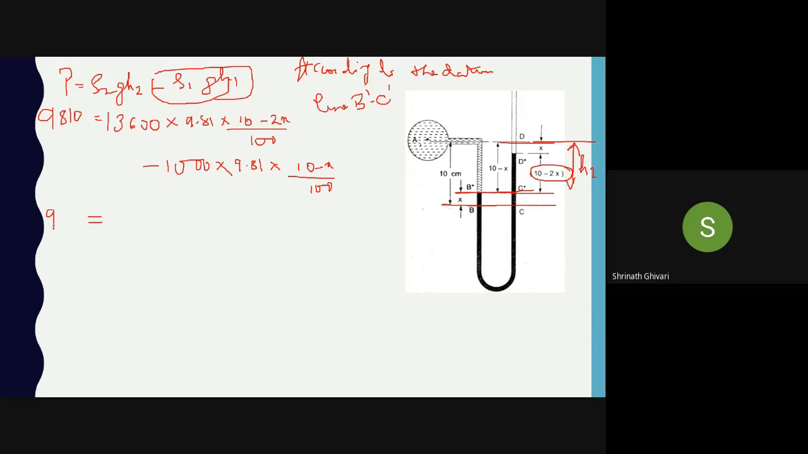Can you calculate now the value of x? Or shall I do it? You can do it now. It is a simple simplification, right? What you do is, better you write 1000 into 9.81 like this outside, and keep 13.6 into 10 minus 2x, so it will be easy for your calculation, divided by 100, minus 10 minus x by 100.